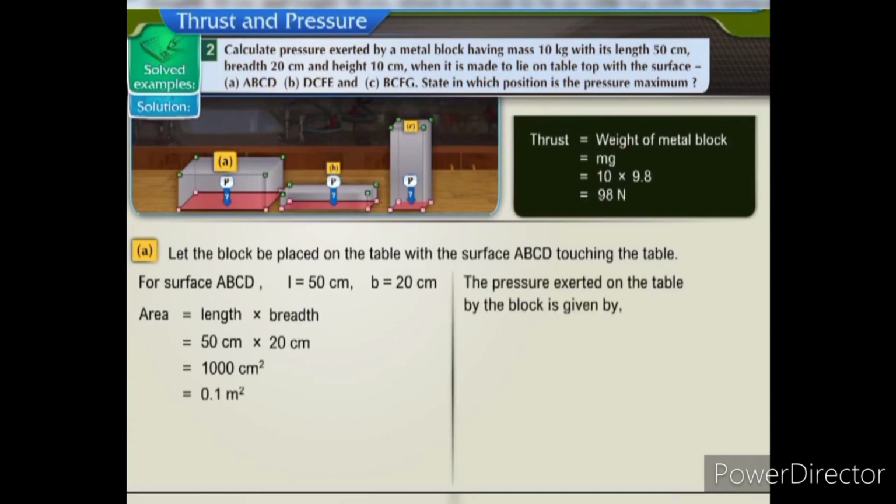Hence, the pressure exerted on the table by the block is given by pressure is equal to thrust divided by area, which is equal to 98 divided by 0.1. Pressure is equal to 980 Newton per meter square.